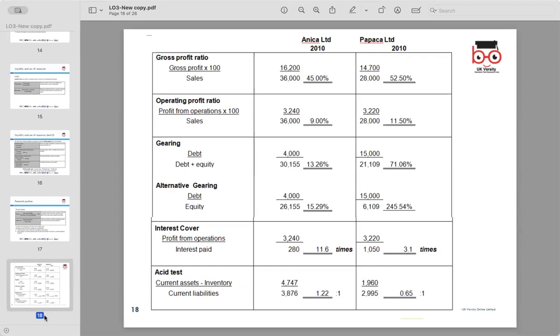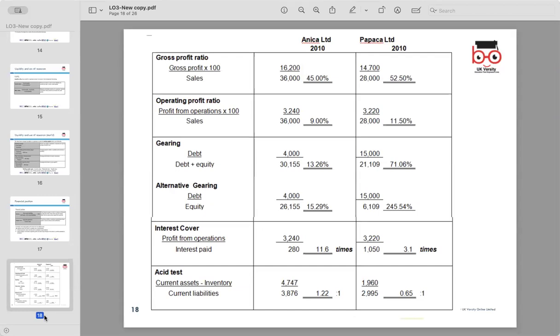Then the next one is the operating profit ratio, which assesses the profitability of core business operations. If you compare between Anisha and Paprika, Anisha Limited's operating profit ratio was 9%, indicating that 9% of every pound in sales is retained as operating profit. In contrast, Paprika Limited achieved an operating profit ratio of 11.50%, reflecting better profitability from operations compared to Anisha Limited.